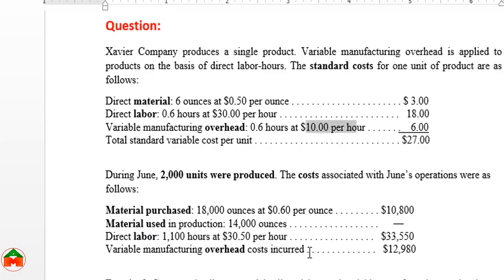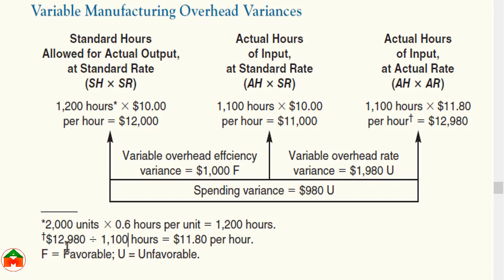From the question we can see there is no amount, but we can also calculate this amount. Here the total cost is actual. This is the actual cost, 12,980. This is the actual total cost for overhead, and the actual hour is equal to the labor hour, 1100 hours. So if we divide 12,980 by 1100 hours, we will get the actual rate. This is the actual cost and this is the actual hour. So the rate is 11.80 per hour. So this is the actual rate.